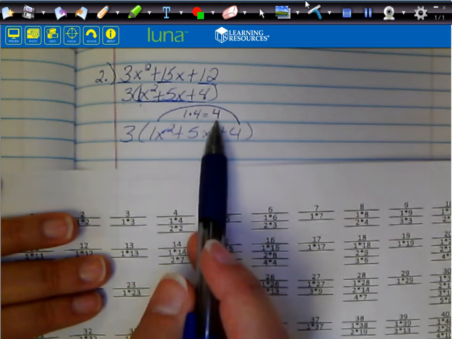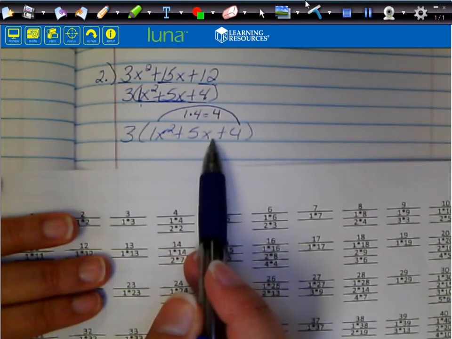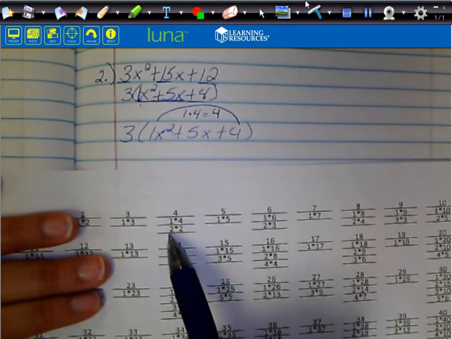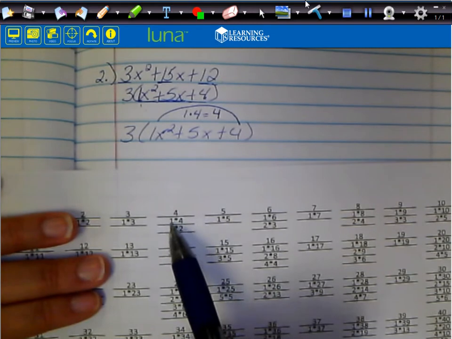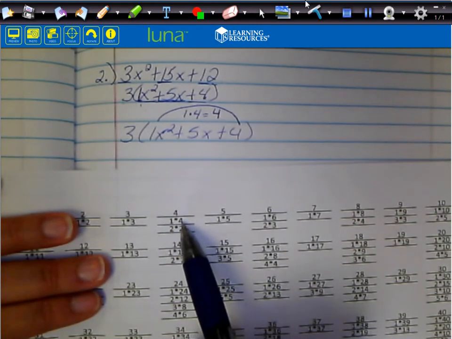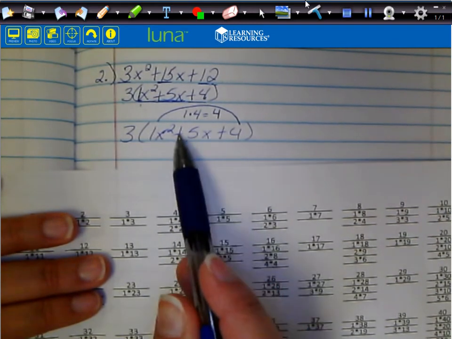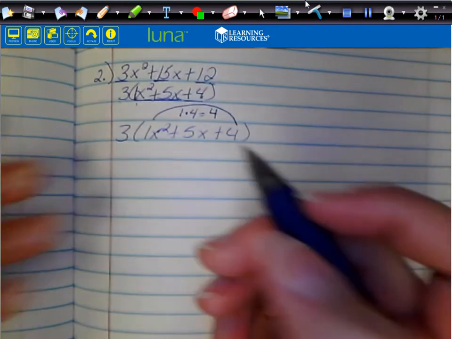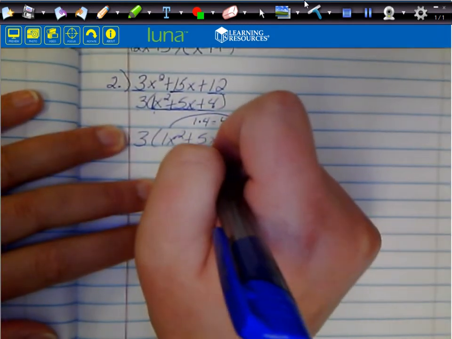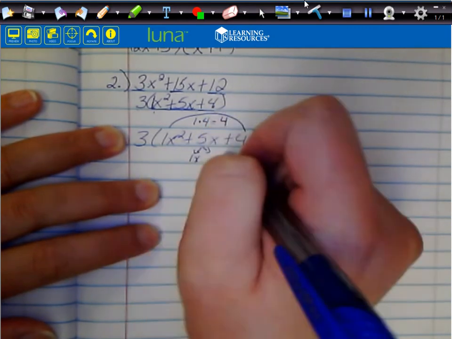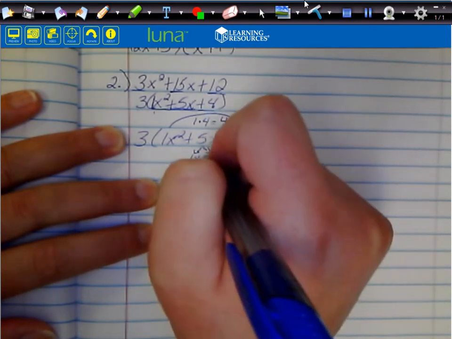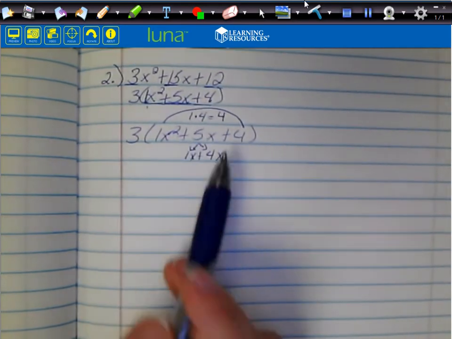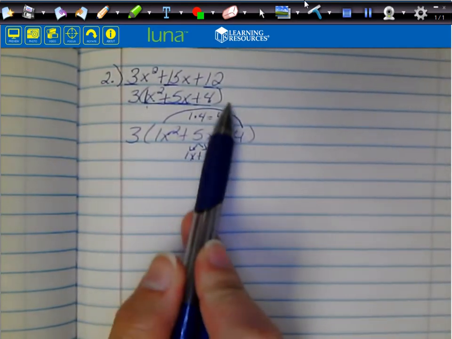Because I need them to multiply to this 4 and add to whatever that middle term right there is, and right here it's 5. So here 2 plus 2 is 4, and 1 plus 4 is 5. So 1 plus 4 will add to give me that middle term that I need. So I'm going to break 5x up into 1x and 4x, because 1x plus 4x is 5x, and 1 times 4 gives me the 4 that I need right here.